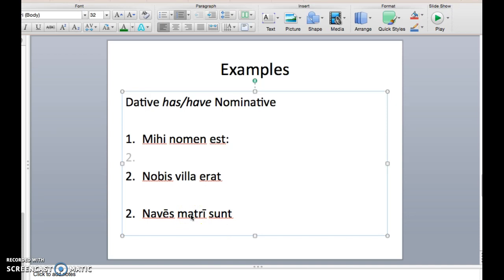And so that's a little bit of a funky idea. The key thing is just to remember that the word in the dative is doing the possession. That's why we call it the dative of possession, just like we call it the genitive of possession, when the genitive was the word doing the possessing. So it's the same formula there.